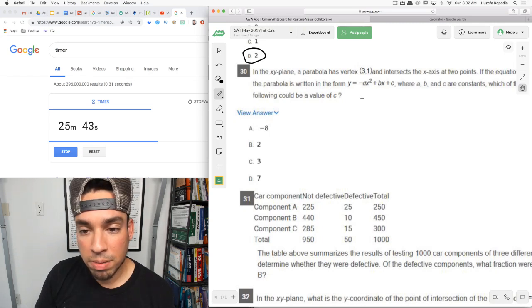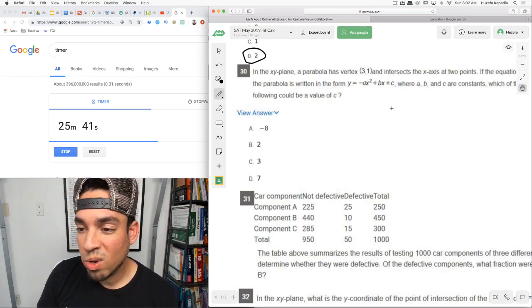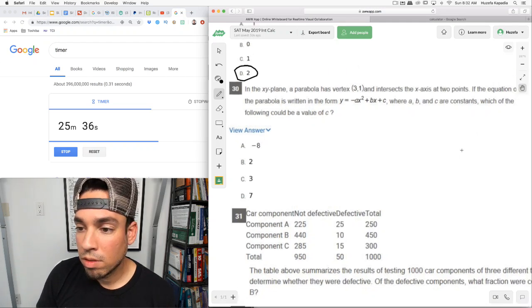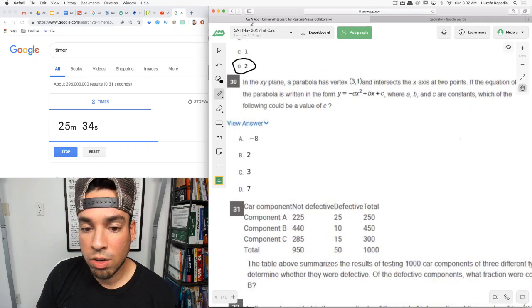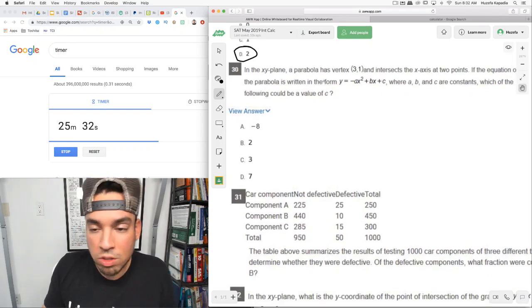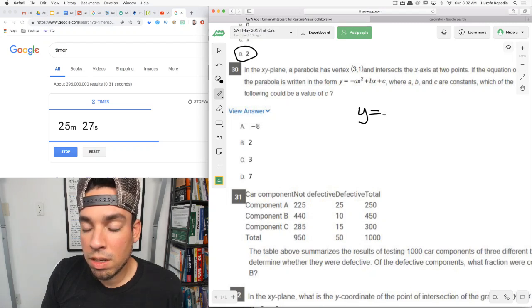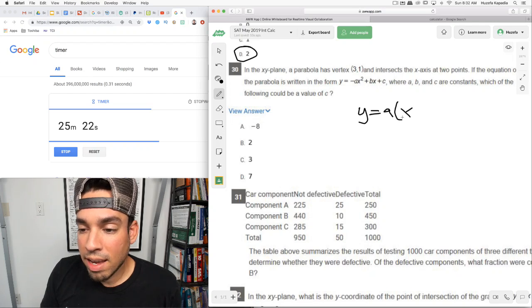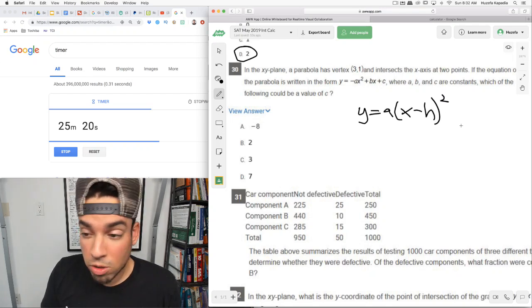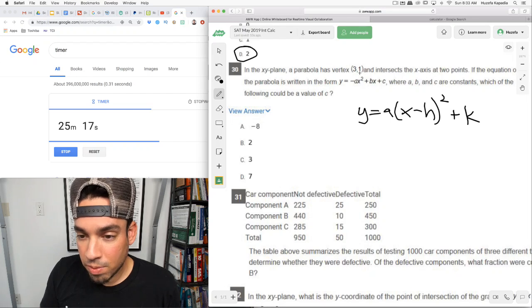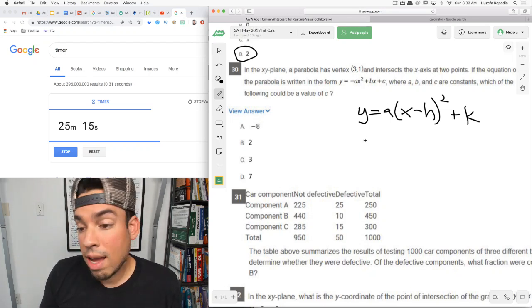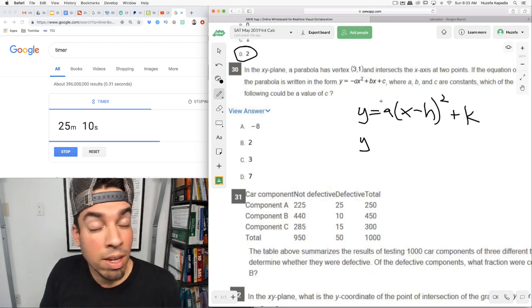we've got in the XY plane, a parabola has a vertex of 3, 1. All right. Okay. We got to get this into this format. So first of all, I'm going to say my formula is what in vertex form. It's y equals a times x minus h squared, where h is the x coordinate of the vertex, plus k, and k is the y value of the vertex. We don't have an a value. We don't have enough information to get an a value, but it doesn't matter. The a value here is irrelevant.